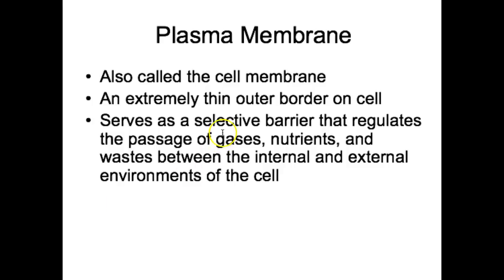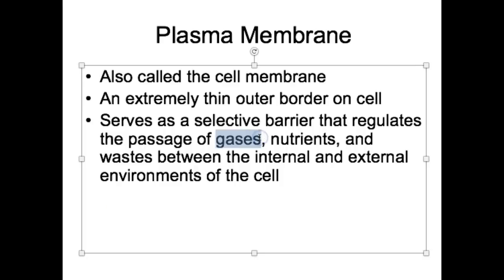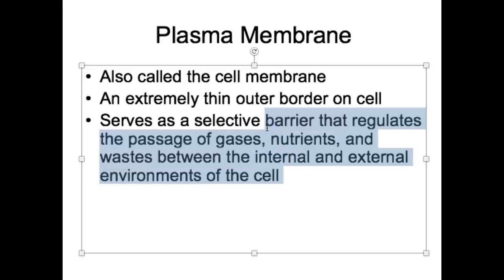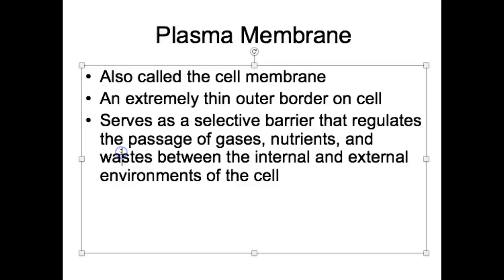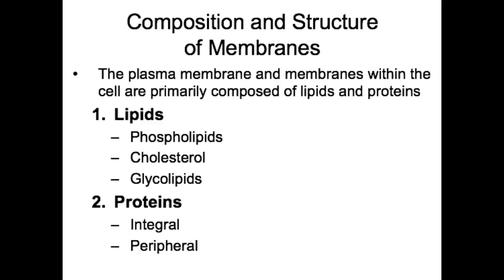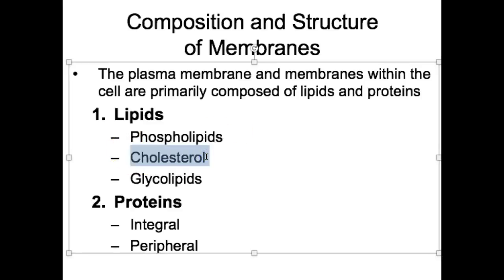So gases may be able to diffuse through if they're small enough. Nutrients only if they're small and nonpolar. Wastes, again, you may need some sort of mechanism for getting larger scale wastes in or out of the cell. So phospholipid bilayer, cholesterol. The role of cholesterol, as I said, is maintaining the fluidity of the plasma membrane.